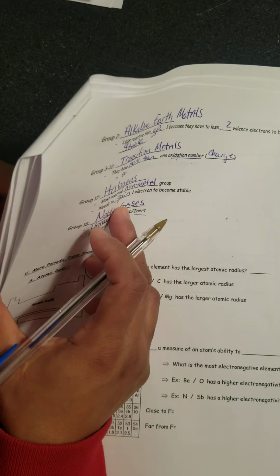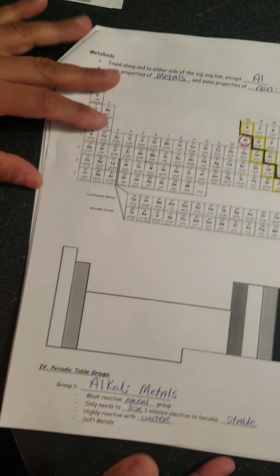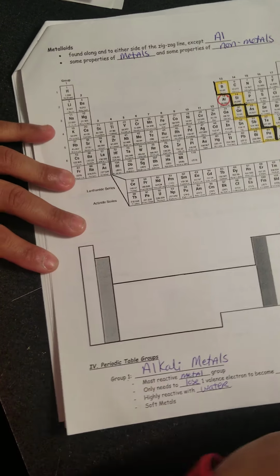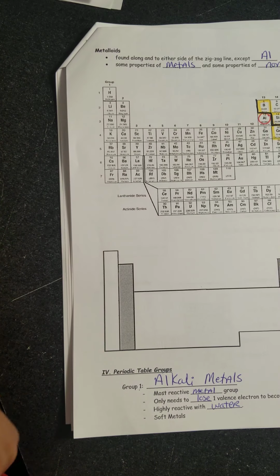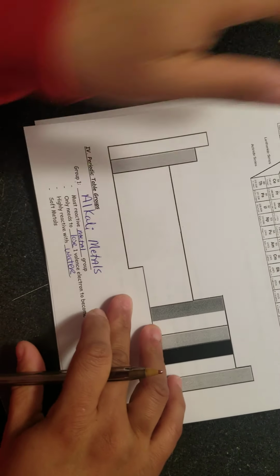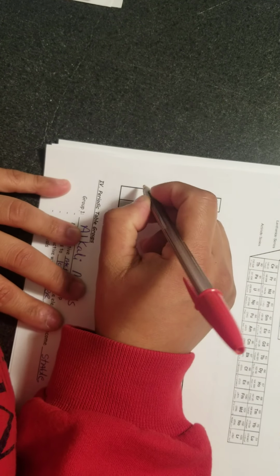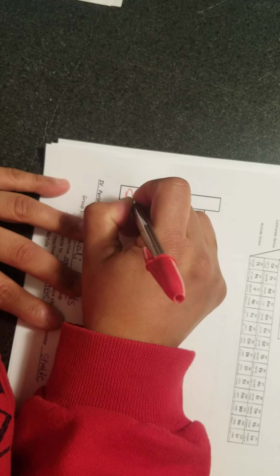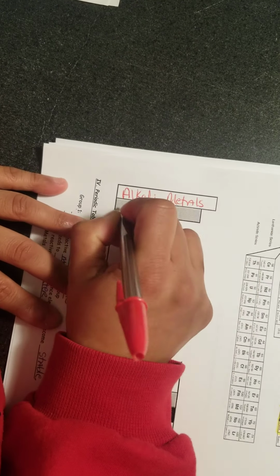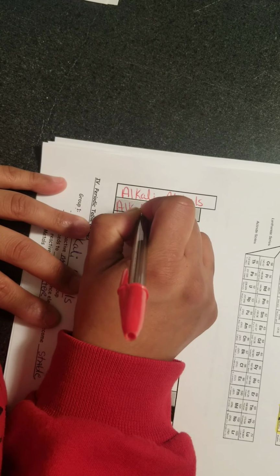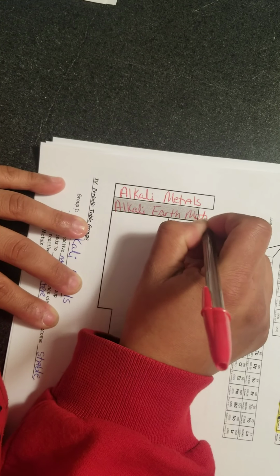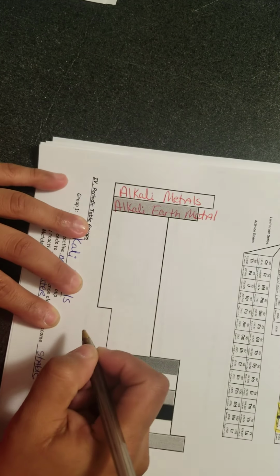So, go back to the previous page, and get out your red, and we're going to label this periodic table. I'm going to turn it sideways so I can write a little easier. This is called our alkali metals, group 1. These are alkaline earth metals. Label it on your periodic table.